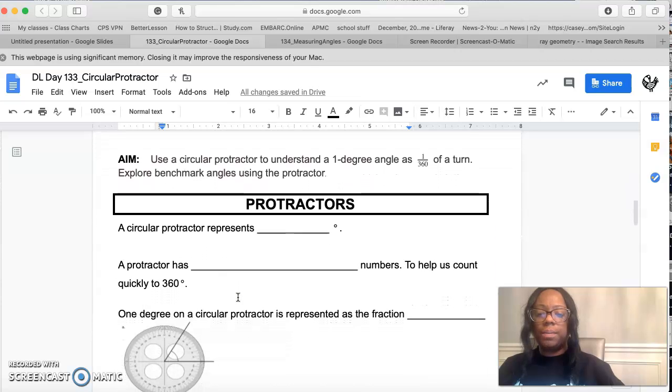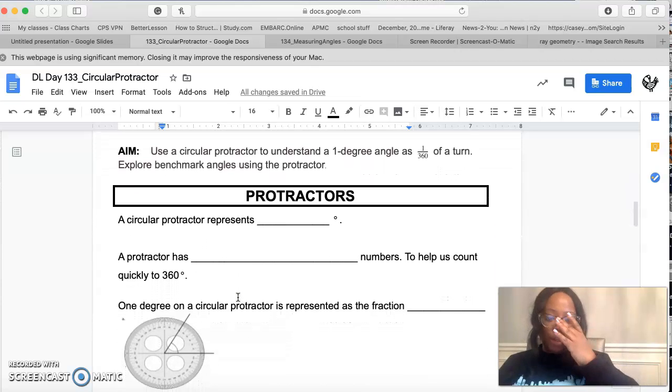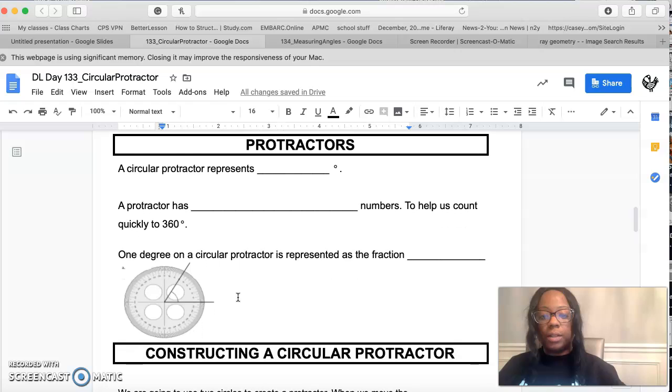Flip the page. All right, today's aim is to use a circular protractor to understand a 1-degree angle as 1 over 360 of a turn. So it is a fractional piece. Explore benchmark angles using the protractor. So when we're using a protractor, I wanted to give you guys a visual of what a circular protractor looks like, which is why I included it right here.